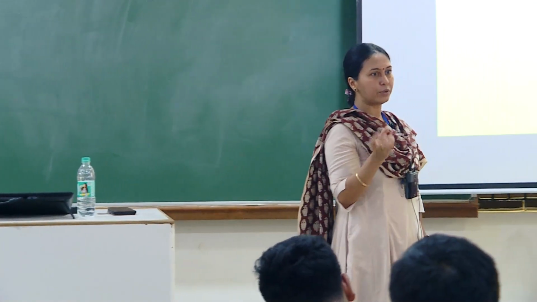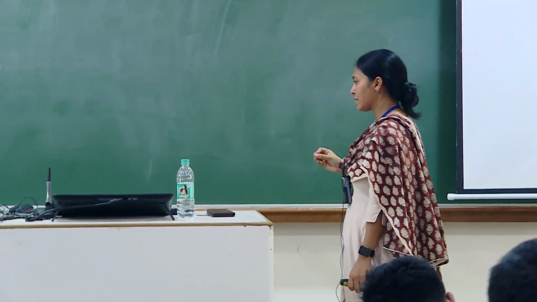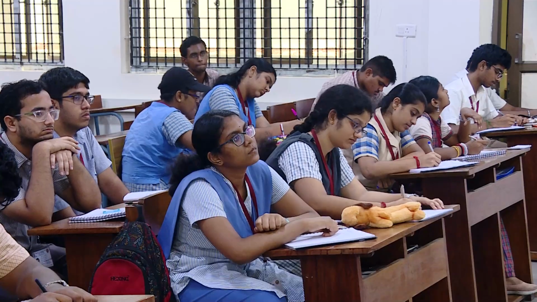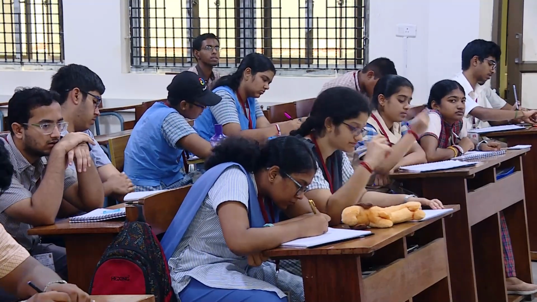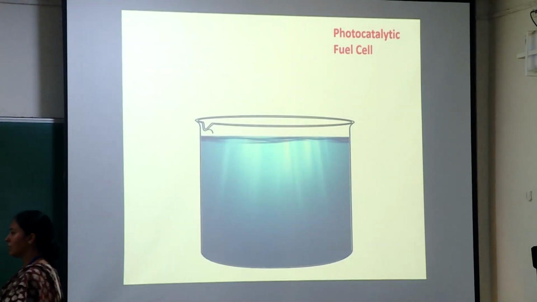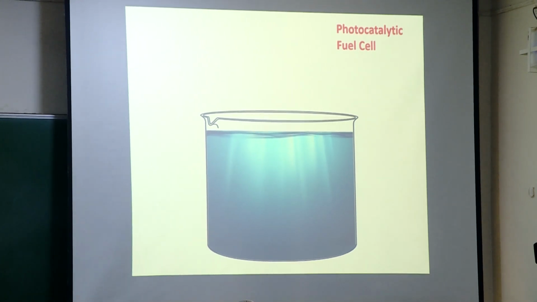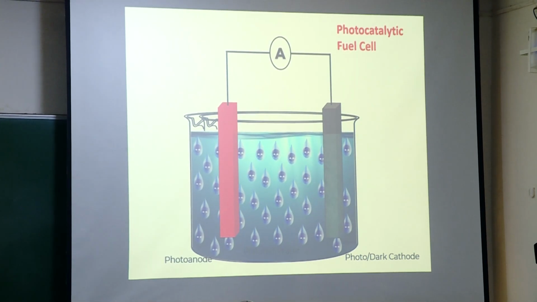We call it a fuel cell. The terminology comes from the fact that it describes conversion from one form of energy to another form. So we term it a photocatalytic fuel cell because here you are going to use photocatalytic material. In what form do you use it? You use it as photoelectrodes.